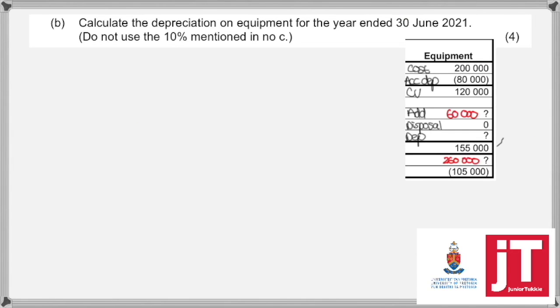Looking at question number B, calculate the depreciation on equipment for the year ended 30 June 2021. Very important, do not use the 10% mentioned in number C. So this is just basically testing your basic understanding of the note. So, my step number 1 is every time when I solve a question, I'm going to fill in the information.